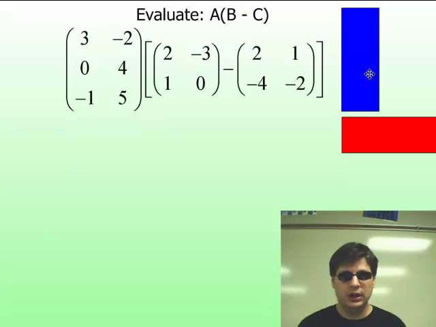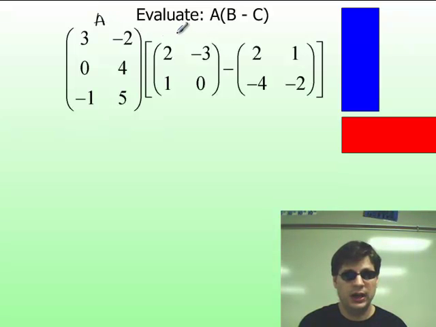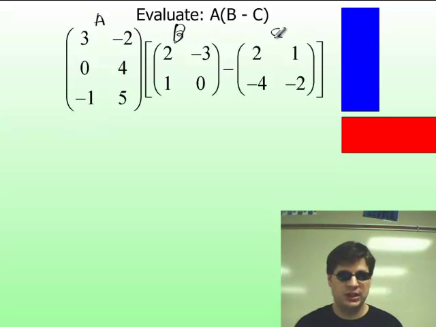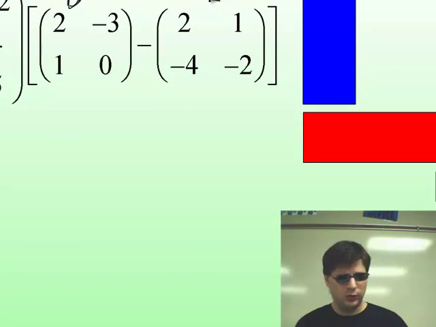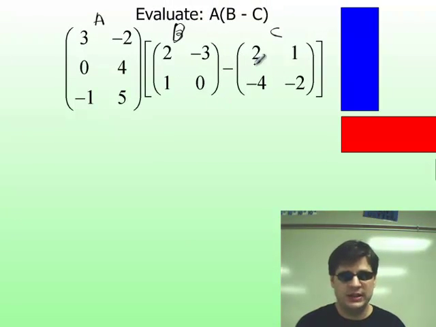So here's A. Here's our 3 by 2, and then here's B, and this is minus C. Okay, so we're following the same order of operations that we would do if we're just working with real numbers. So we work within the parentheses first. So we're going to subtract these two B and C matrices together first. And then we're going to multiply with A. So I'm just going to bring down matrix A.